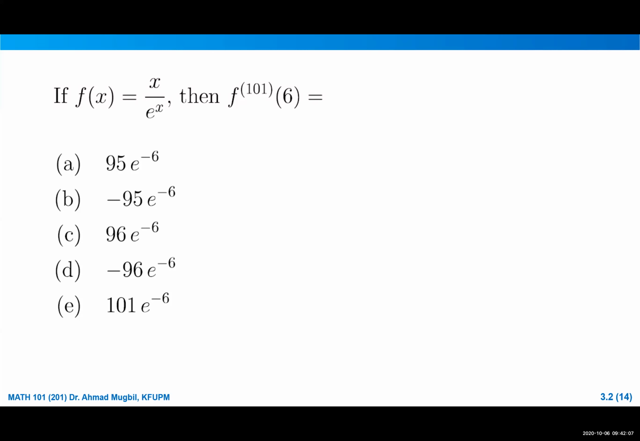Yes, so now I find the derivative, then substitute by 6. This is the idea, of course. Do you have another idea? Is there another way? 101, what should I do with it? No, I mean, if there is another way, can you tell me about it?